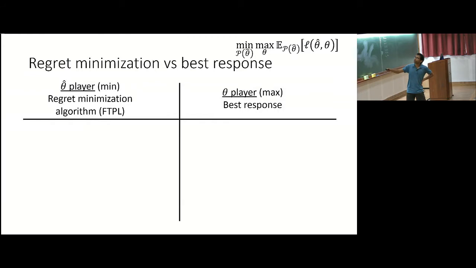So there are two players here. One is the theta hat player, which is the estimator, and the other one is the max player, which is choosing the worst case parameter distribution. Okay, they are in some sense interchangeable because of the minimax theorem, so we can do either minimax or maxmin. So in this case, the theta hat player plays a regret minimization algorithm. In this case, we will play FTPL because we saw that FTPL is a regret minimization algorithm. Okay, and the theta player, the maximizing player, will play best response.